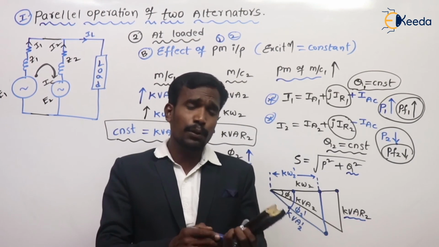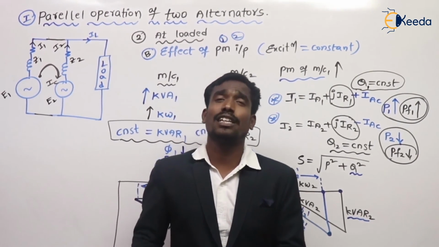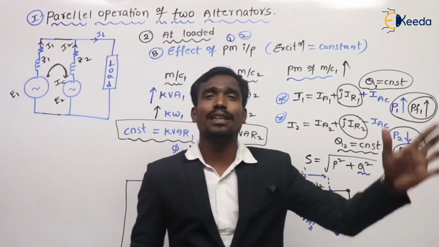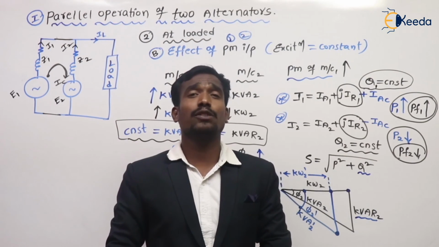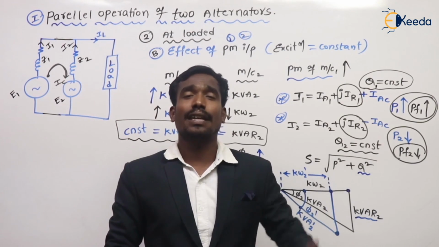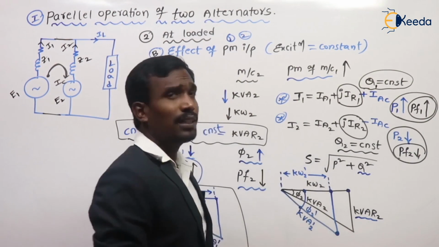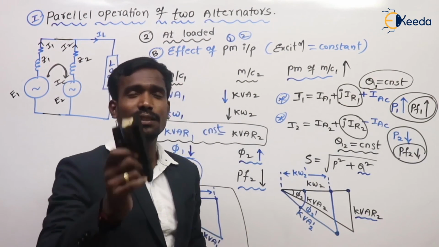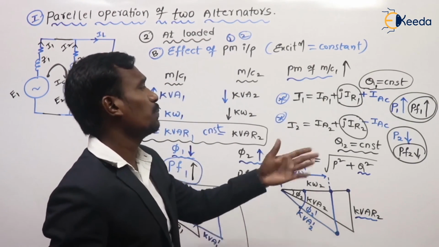And here is the simple way. We know that if the disturbance is from the excitation side, the active component is constant and the reactive component changes. If the disturbance is from the prime mover side, the reactive component is constant and the active power changes. Based on that, what happens to the power factor is the question. So we analyzed what happened to the power factor.